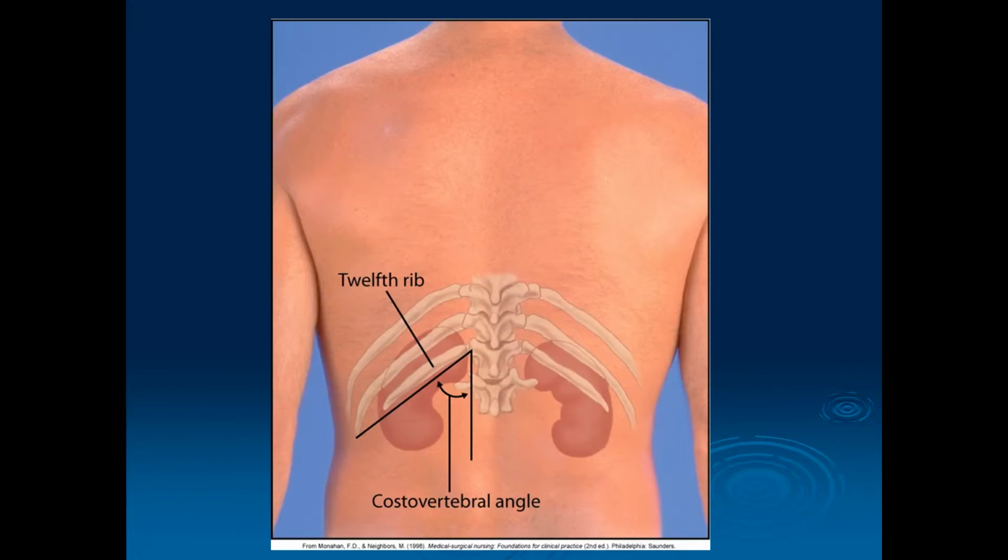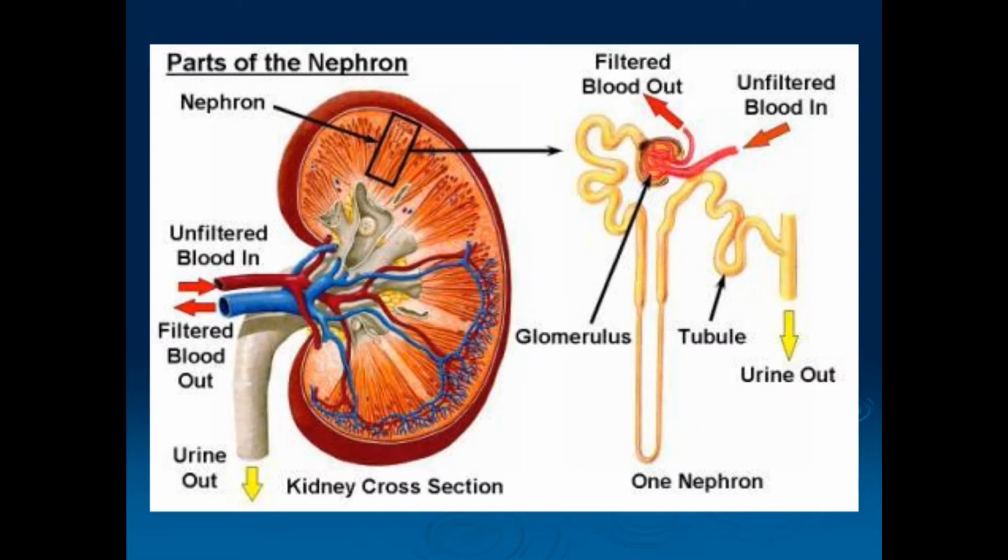The kidneys are located right below the 12th rib, and you can see here a good way to look or feel for where the kidneys are is that costovertebral angle. So we have two kidneys, and we can live with just one kidney functioning. This is a cross section of the kidney.